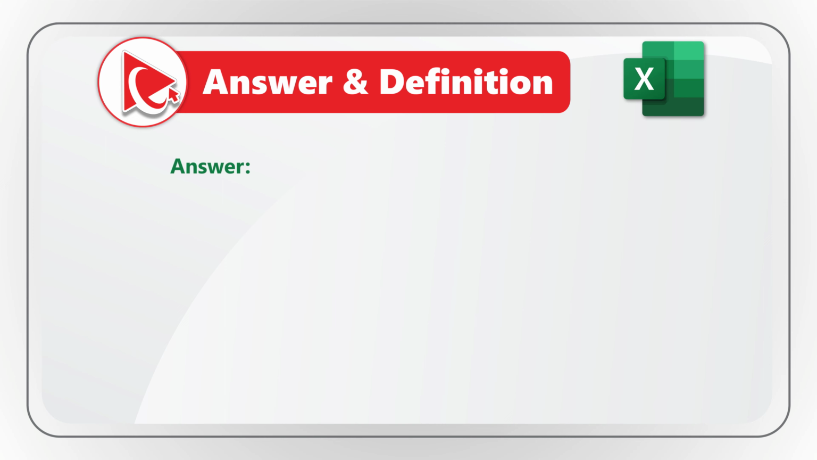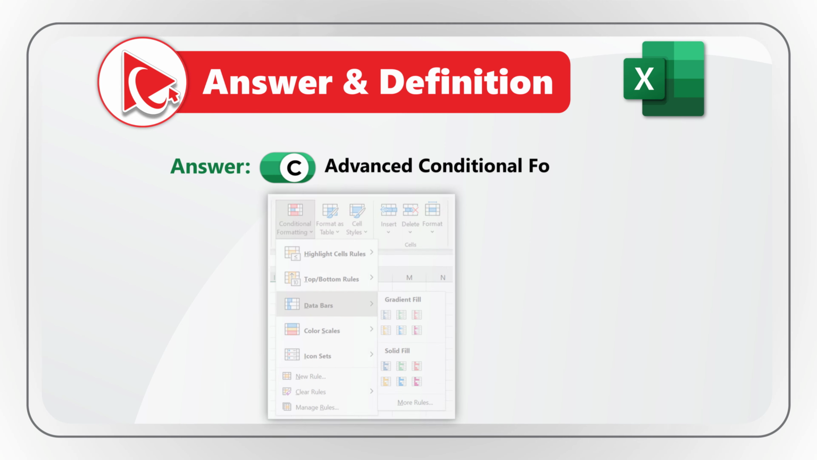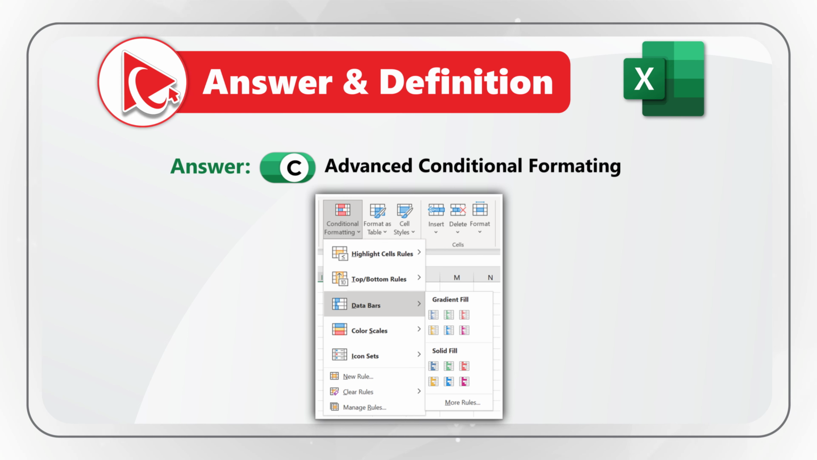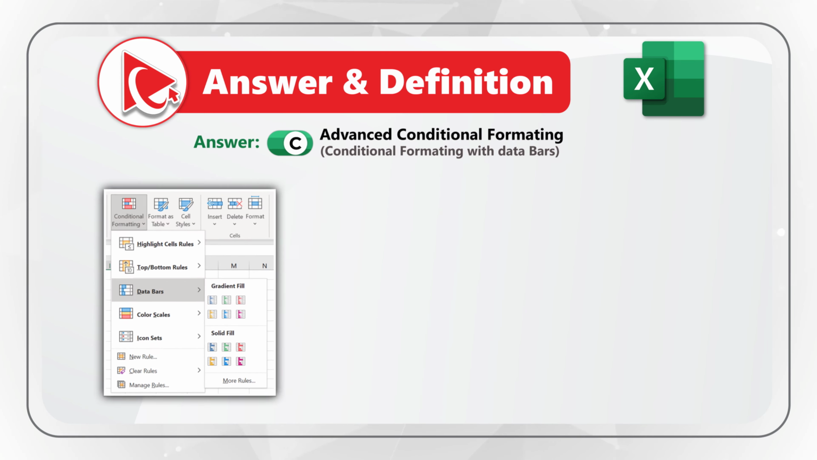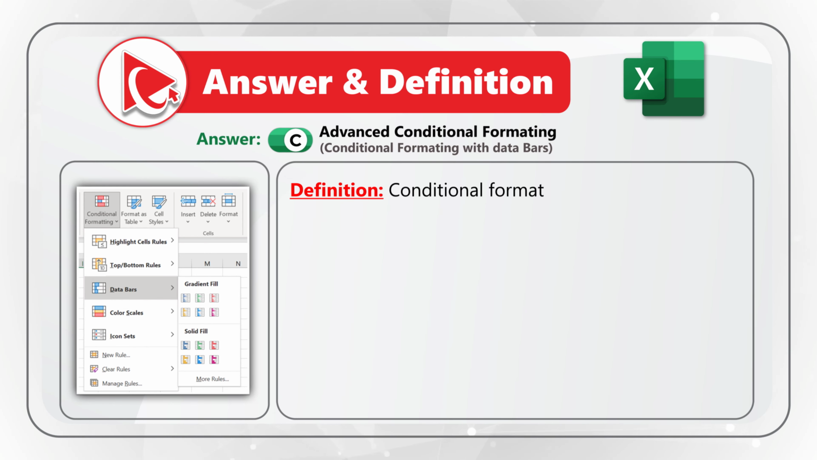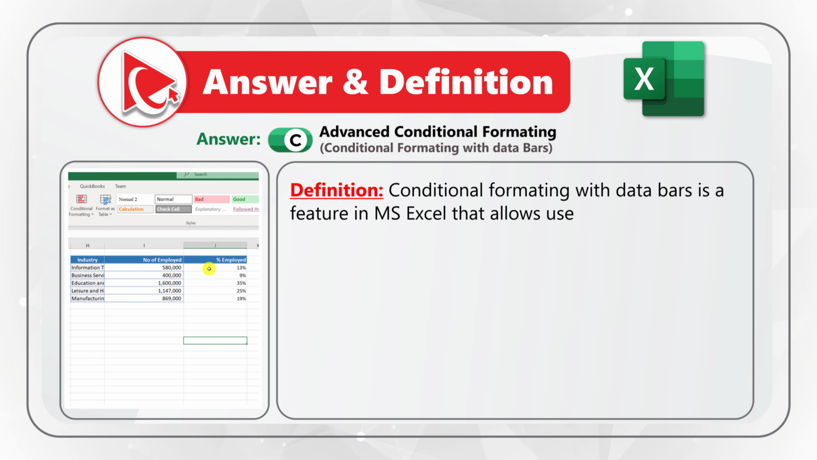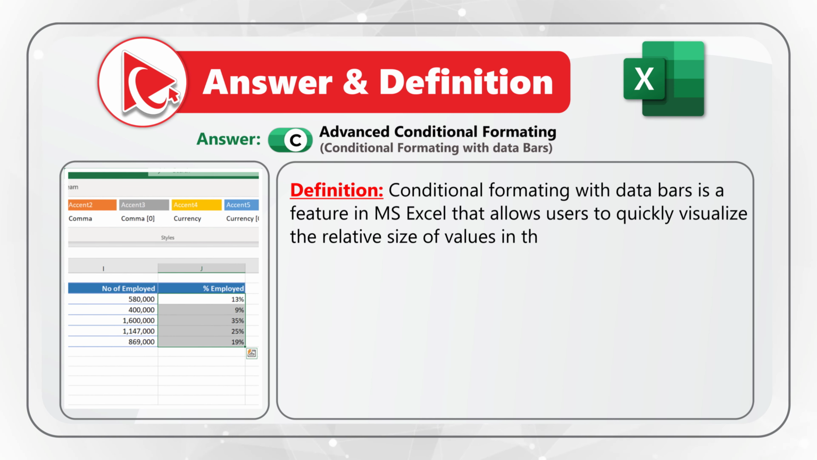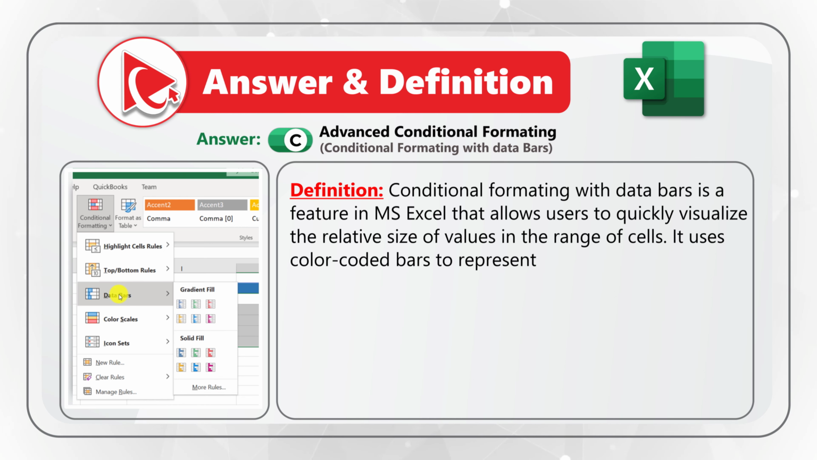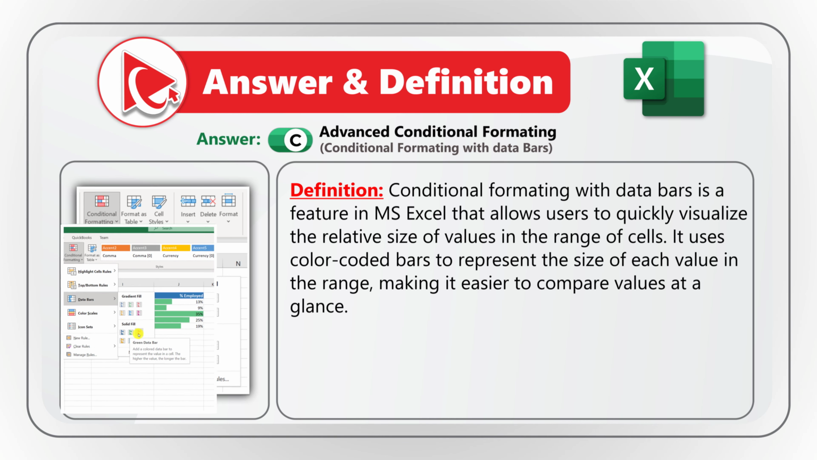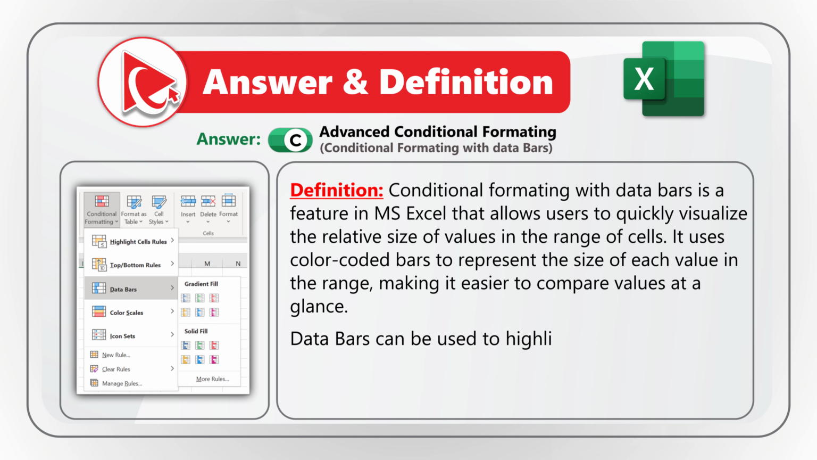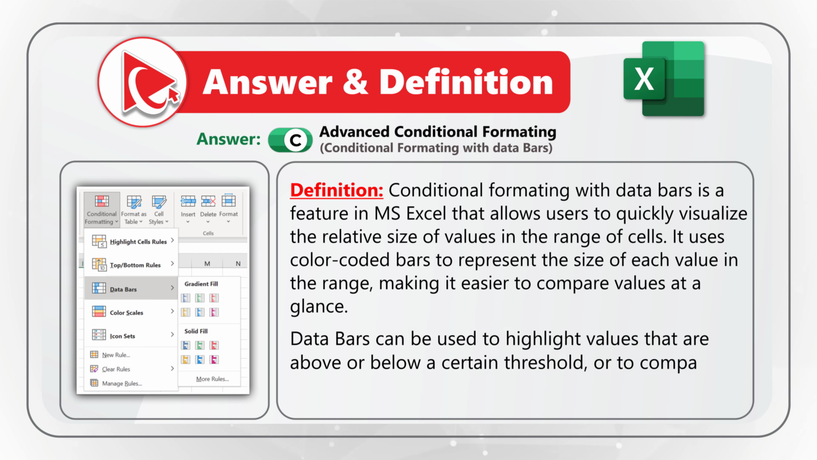I believe that the correct answer here is choice C, advanced conditional formatting. And it is advanced because it is conditional formatting with data bars. Conditional formatting with data bars is a feature in Microsoft Excel that allows users to quickly visualize the relative size of values in a range of cells. It uses color-coded bars to represent the relative size of each value in the range, making it easier to compare values at a glance. Data bars can be used to highlight values that are above or below a certain threshold, or to compare values across different categories.